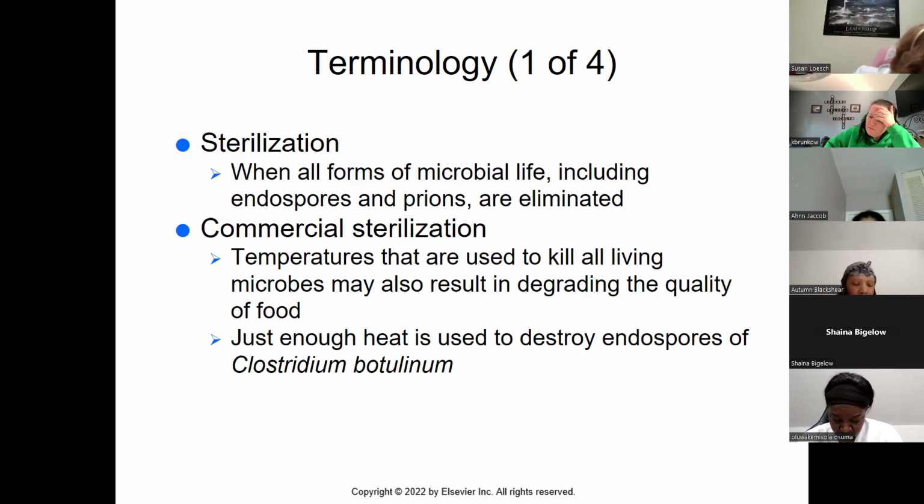Examples of methods that can control the growth of microbes include temperature extremes, heat and cold. Low temperatures can slow the growth, and heat is a method for killing the microbe. Desiccation and dehydration, what does that mean?